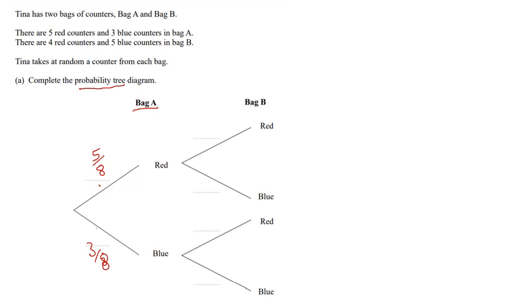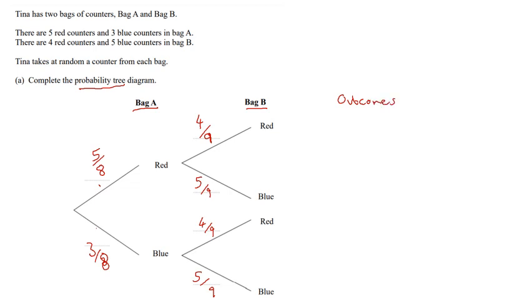Then with bag B. From bag B, the probability of choosing a red counter, well, there's 4 red, and there's 9 counters in total in bag B. So picking a red is going to be 4 out of 9. And picking a blue is going to be 5 out of 9. And then I'm going to add something here which is called outcomes.